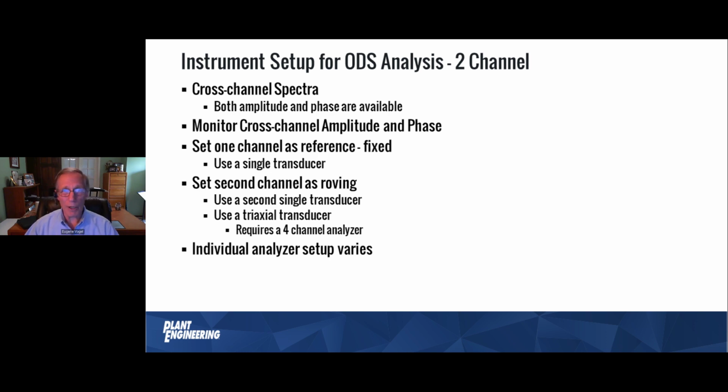So, is there any way I can get amplitude and phase data without a shaft reference? And the answer is yes. If you have a two-channel analyzer, you can use one of the two transducers as a reference. So it's put in a fixed location, and the second channel is your roving transducer, and you move it from point to point, from X to Y to Z, and take data.